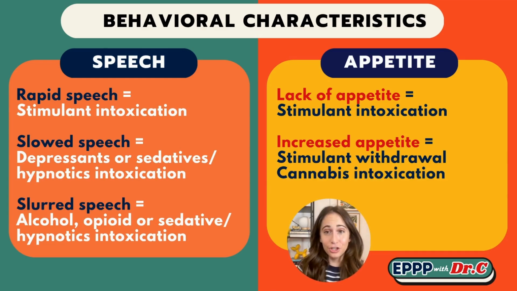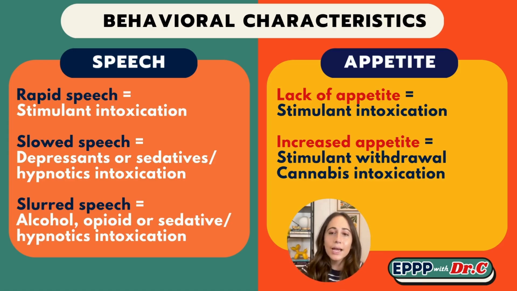Alrighty, so another clue: speech. Does the vignette describe a certain type of speech pattern? Rapid speech, again, increased behavior, stimulant intoxication. Slowed speech, depressants, sedatives, hypnotics, and then really a huge one, slurred speech. We're probably looking at alcohol, maybe opioid intoxication or sedative hypnotics. I would really hope that they don't give you a question to trip you up like that, where it's slurred speech, because alcohol, opioids, and sedatives or hypnotics all fall into those categories.